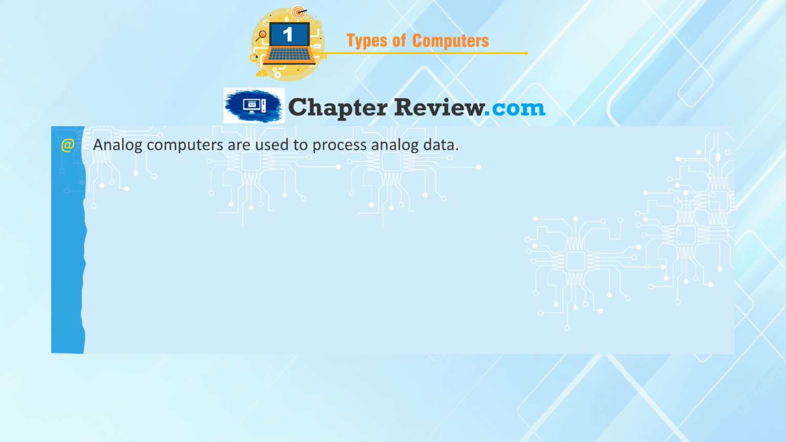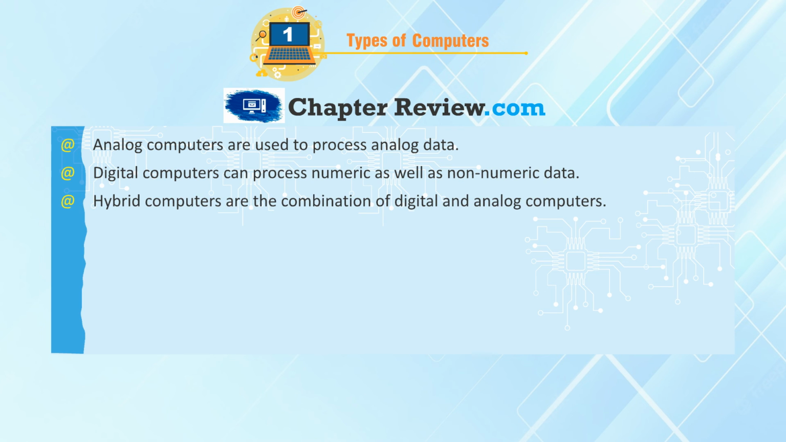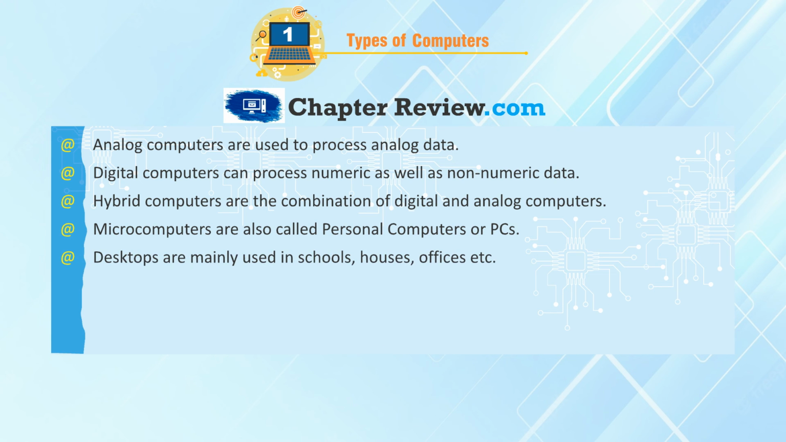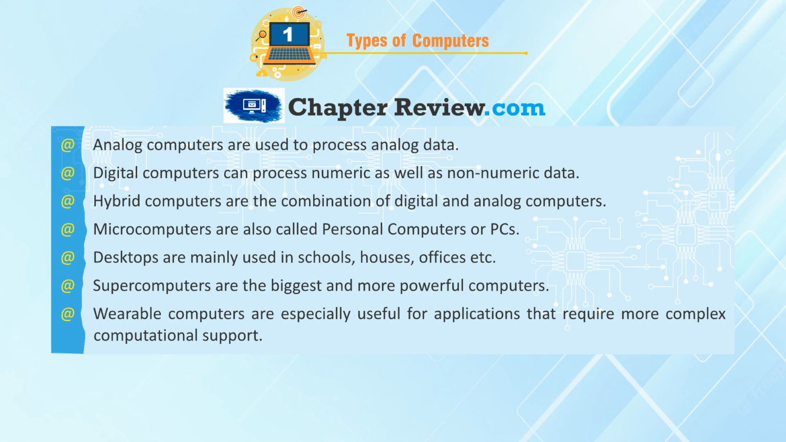Chapter Review. Analog computers are used to process analog data. Digital computers can process numeric as well as non-numeric data. Hybrid computers are the combination of digital and analog computers. Microcomputers are also called personal computers or PCs. Desktops are mainly used in schools, houses, offices, etc. Supercomputers are the biggest and more powerful computers. Wearable computers are especially useful for applications that require more complex computational support.